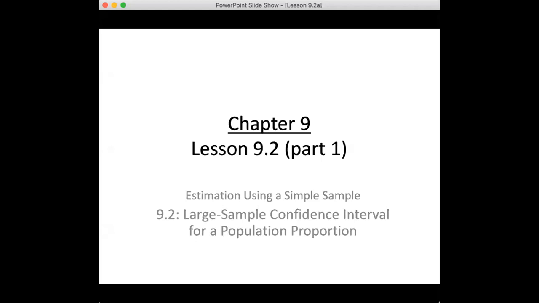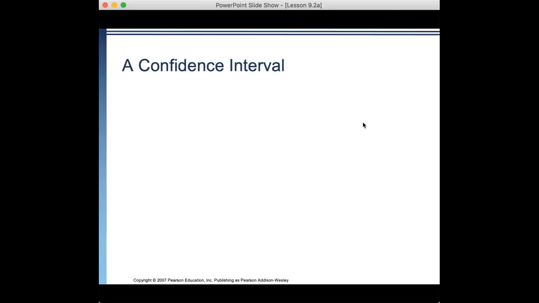Remember in chapter 8, we had the study guide with the two boxes. One was about means and one was about proportion. Same thing with confidence intervals. We're going to have one for means and one for proportions. So we're going to focus on proportions today. Just proportions.